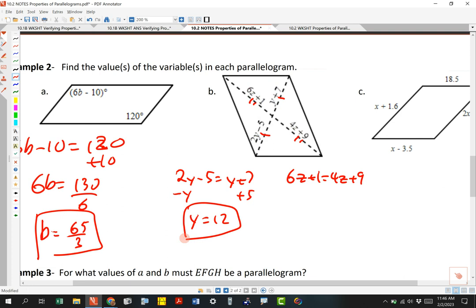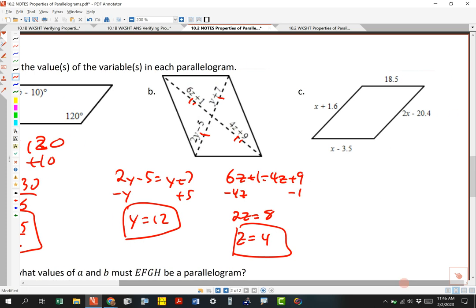12 for y? Yes. Ooh, this works out nice. 4 for z? Yep. Easy enough?